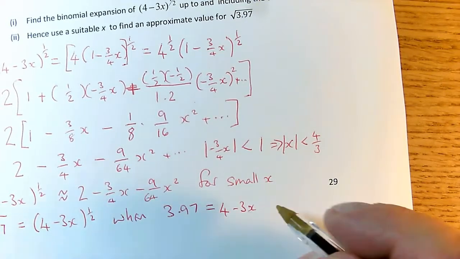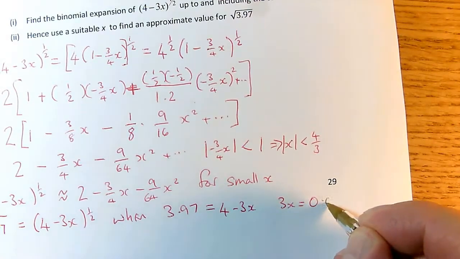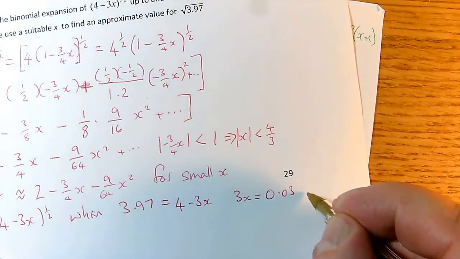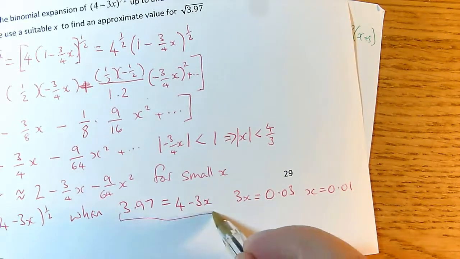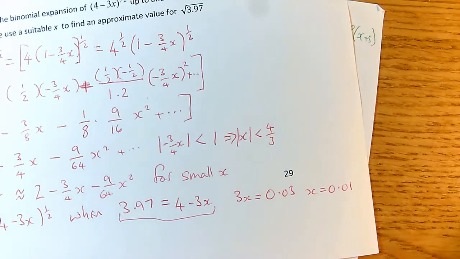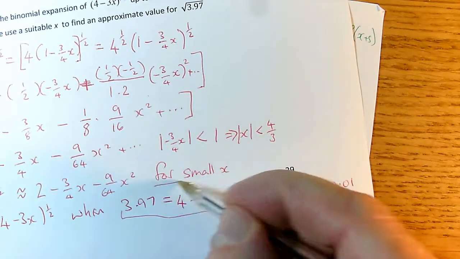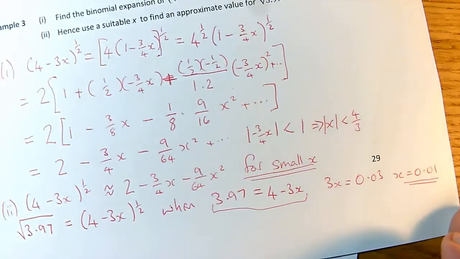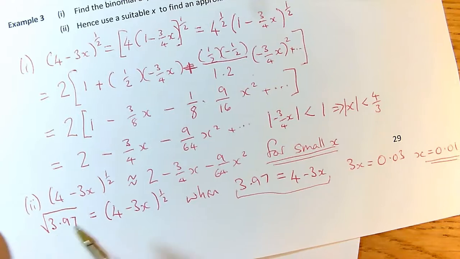This is a bit less than 4. In fact, my 3x would have to be 0.03. This is 4 with 0.03 taken away from it, leading to x equals 0.01. What we're doing is, this is a GCSE linear equation, okay, and we're solving it for x. And the answer for x is 0.01. And that is a small value for x. Remember, my approximation will be valid for a small value of x. Great, so for this value of x, the exact side is exactly what it ought to be.